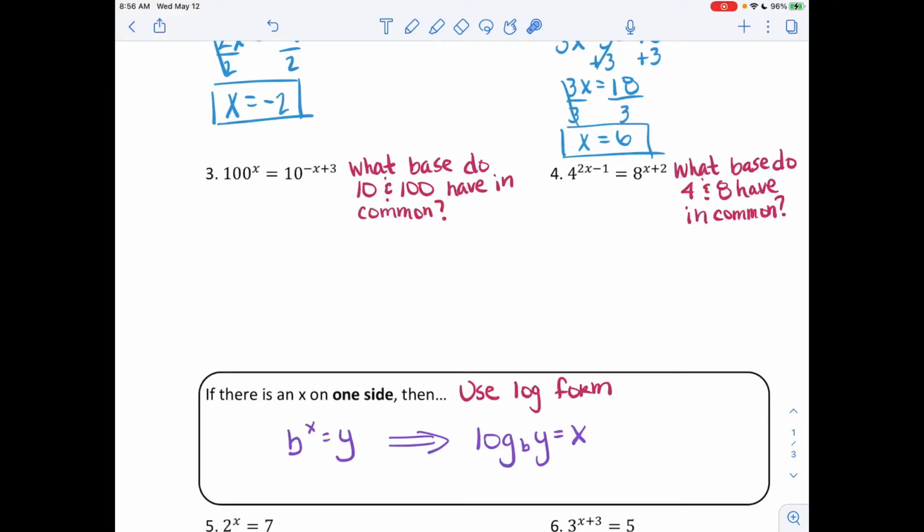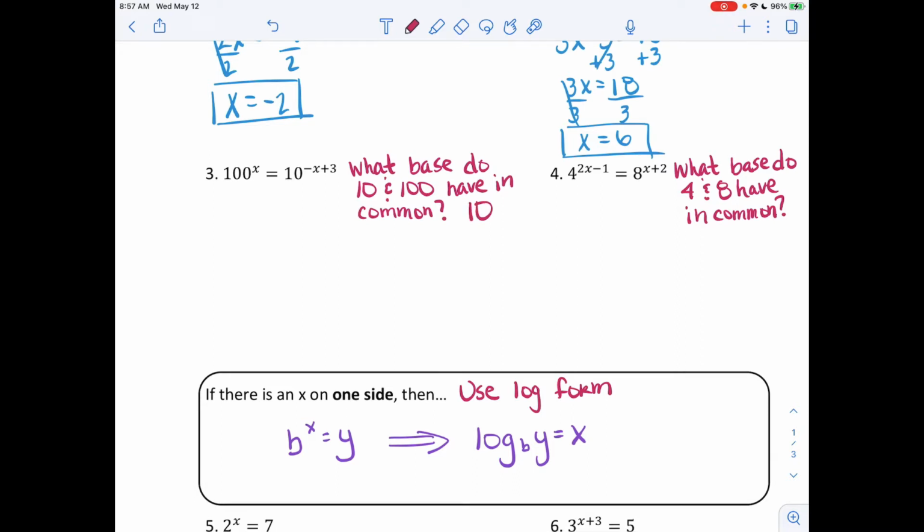All right, let's take a look at this next one. It is just a step up in difficulty level. Notice that we have a base of 100 for this one and a base of 10 for this one. These are not the same base, but what we want to do is ask ourselves, and you want to write this down, what base do 10 and 100 have in common? And the answer to that is they have a base of 10 in common.